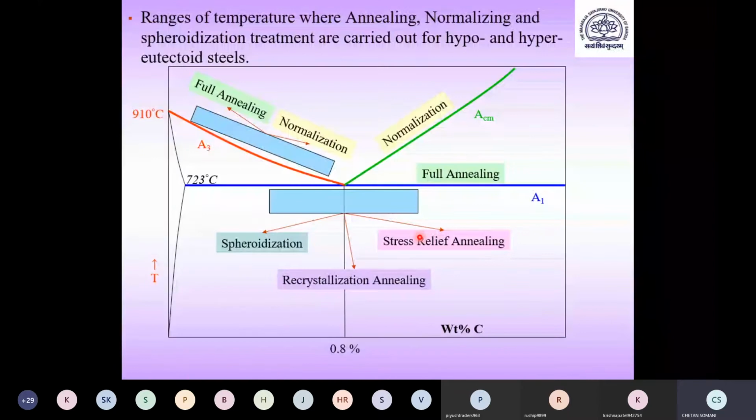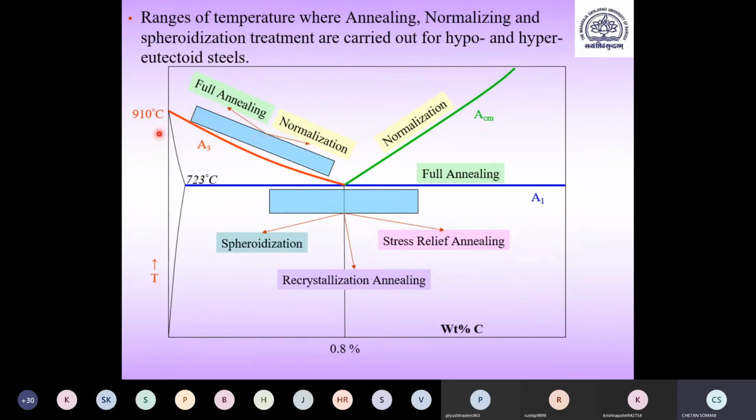Okay, so what is the range where these treatments are possible? You can note down or take a snapshot of this diagram. Range of temperatures where annealing, normalizing and spheroidizing treatments are carried out for hypo and hypereutectoid steels. This 0.8 means eutectoid steel. Left side of 0.8 is hypoeutectoid steel. Right side of 0.8 is hypereutectoid steel. Right? So where do you have full annealing?